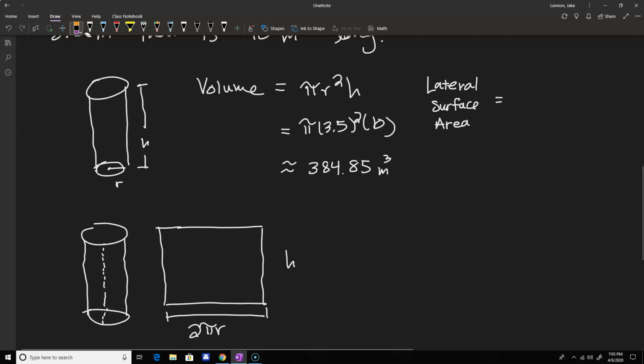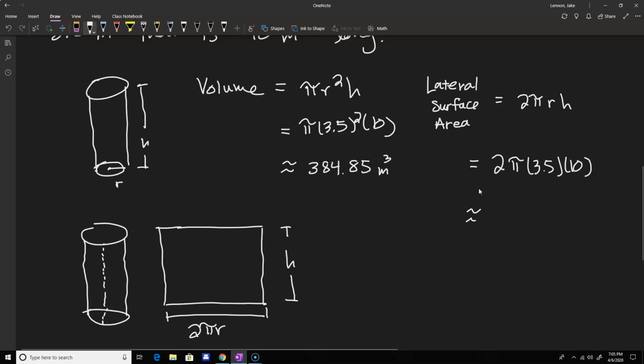So the base is 2 pi r, and this vertical side of the rectangle that we created is h. So our lateral surface area formula is 2 pi rh. So we can just plug in our numbers and we will get exactly that value. So we get 2 pi, we had a radius of 3.5 and a height of 10.